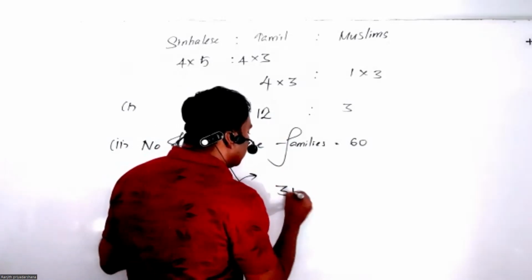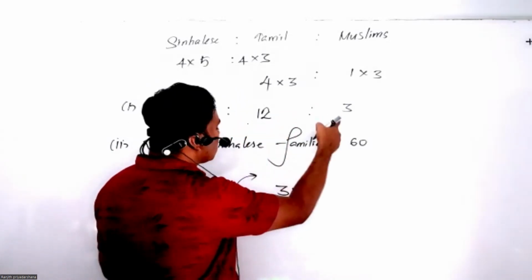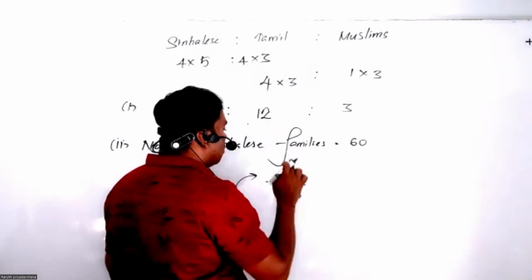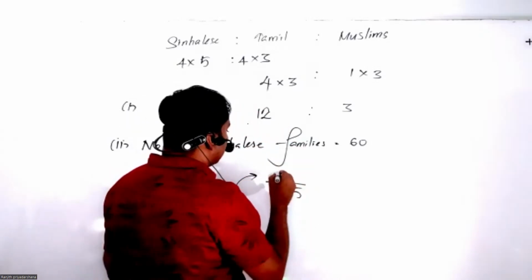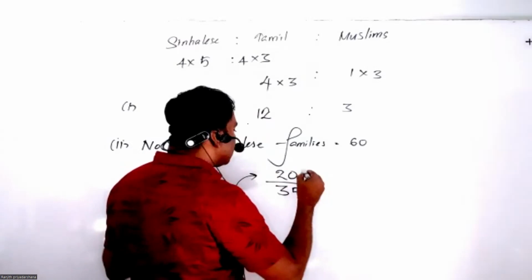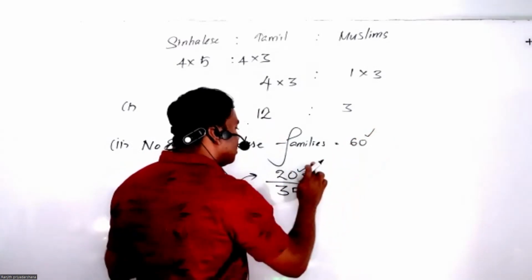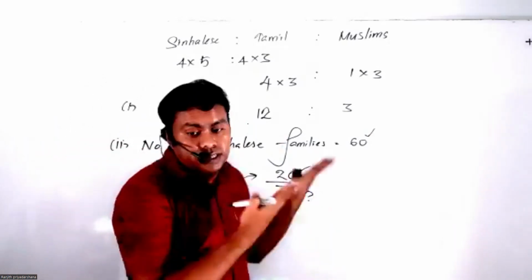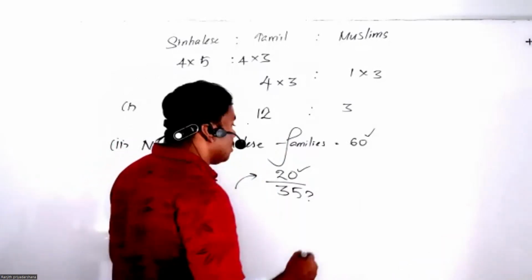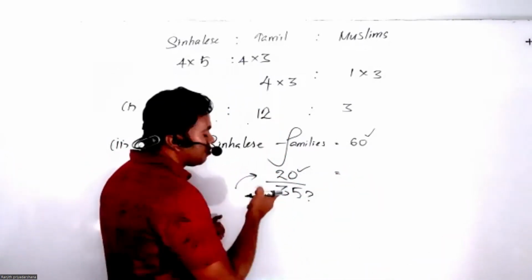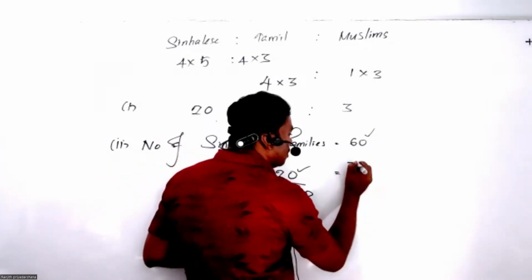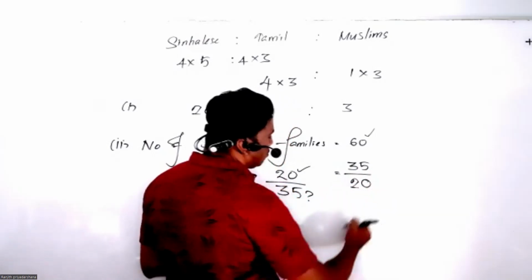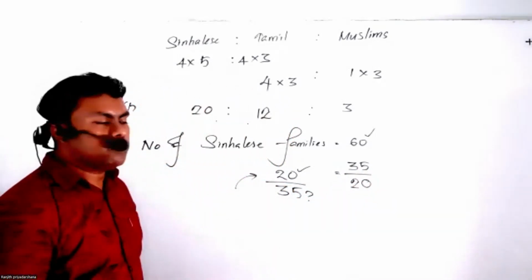If 35 altogether, 20 plus 12 plus 3 is 35. The 35 families exist in the village. Out of that, Sinhala families is 20. They gave us the Sinhala families number, and we are asked for the total families. So we have to keep that as a numerator. Therefore, the relevant ratio we have to take is 35 families over 20, 35 upon 20.